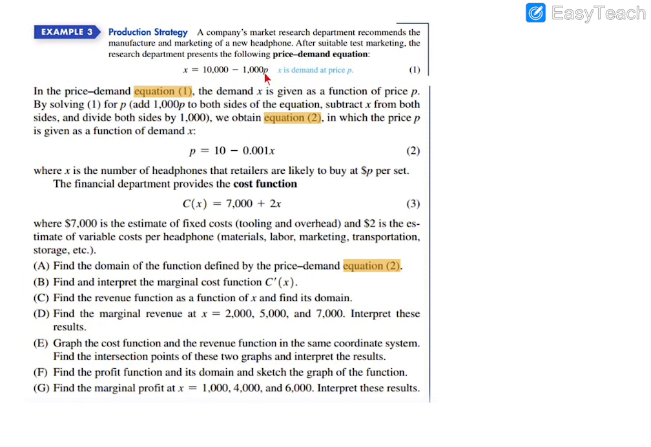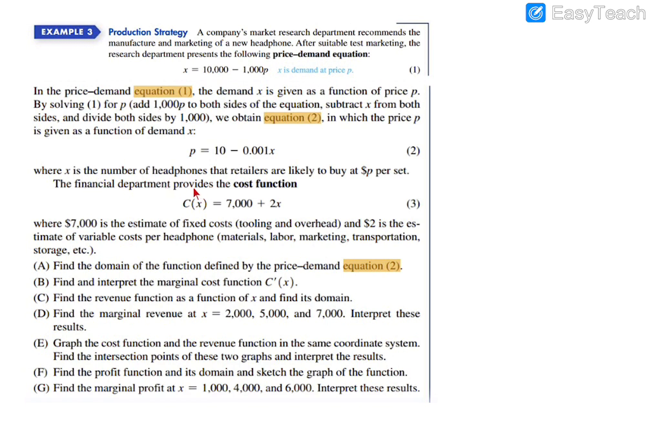Here p is considered as an independent variable, x is considered as a dependent variable. In this form, x is considered as an independent variable, p is considered as a dependent variable. In general, both are dependent and independent variables actually. So price or demand can be used as an independent variable, where x is the number of heat phones that retailers are likely to buy at $p per set.